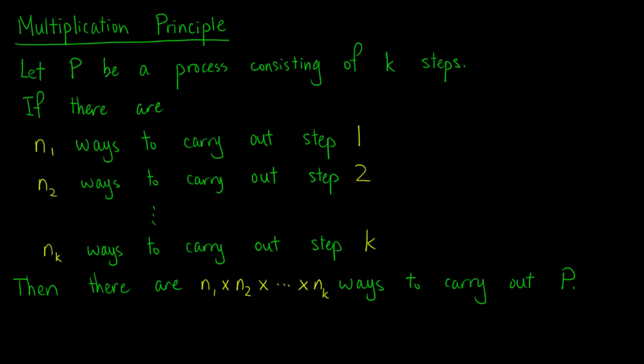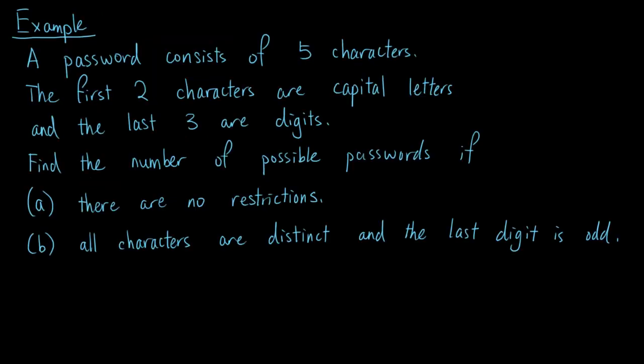for the whole process. Let's look at an example. Suppose a password consists of 5 characters. The first 2 characters are capital letters, and the last 3 are digits. For example, AB074 can be a password of this type. We want to find the number of possible passwords if A. There are no restrictions, and B. All characters are distinct and the last digit is odd.